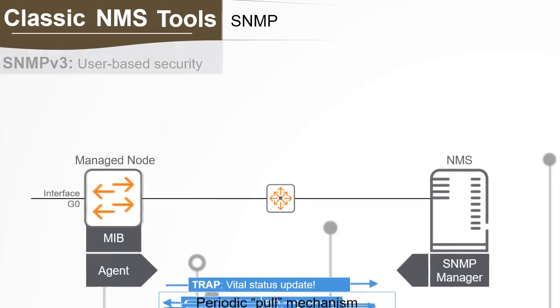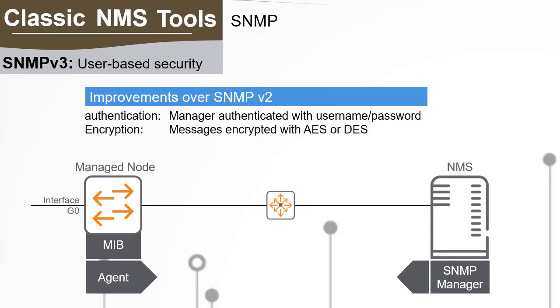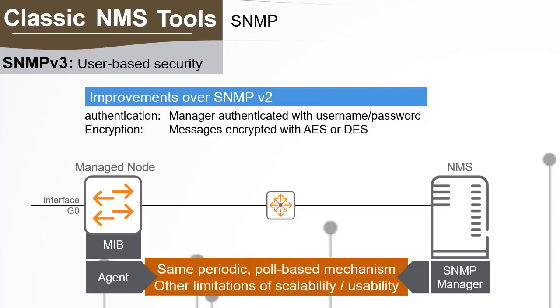Meanwhile, SNMP version 3 takes care of some weaknesses in version 2C. Username and password-based authentication improves control over who can access the MIBs. Message encryption prevents bad actors from viewing sensitive configuration and status data. Even so, it still uses the same periodic poll-based approach to gathering network statistics. Now, this and other limitations can affect scalability and usability.